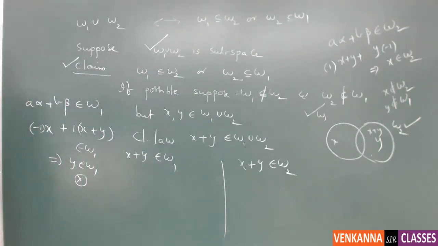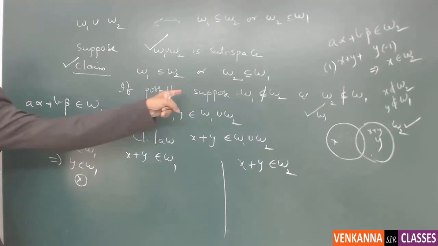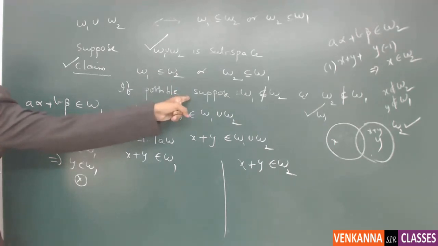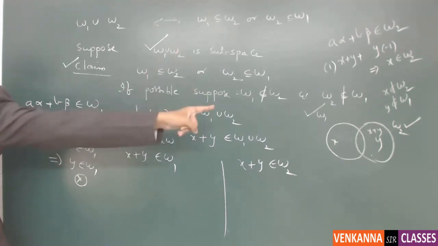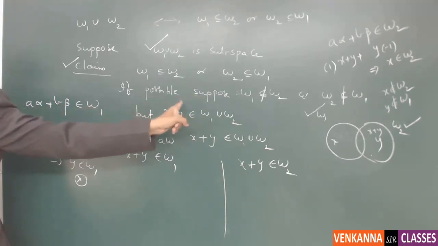No, because x will belong to W1 only exclusively. So whatever the choice you are making, you are getting a contradiction always. So why this contradiction is arrived? Because earlier you have started with that W1 is not a subset of W2 and W2 is not a subset of W1. So our supposition is not correct.